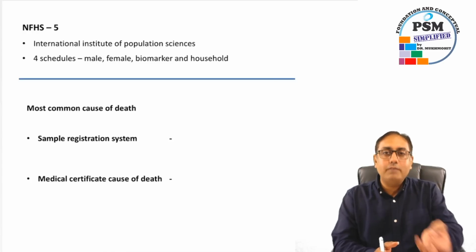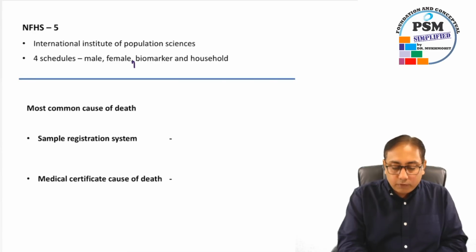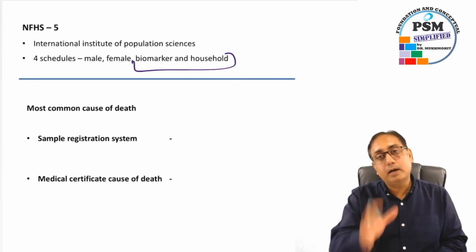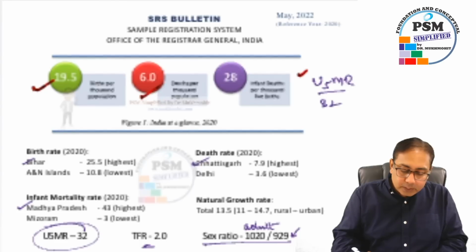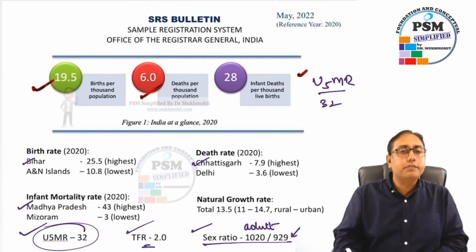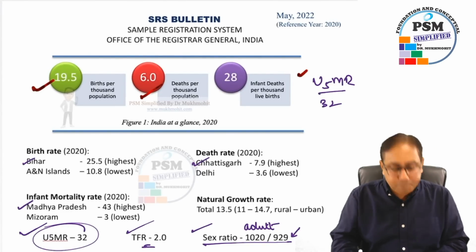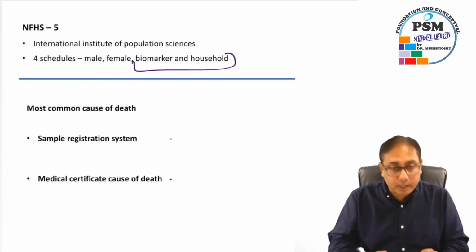In case a person is a male, we give the male schedule, or a female schedule. We also give to both male or female, we also get the biomarker and the household schedule. So there are 4 sections in the NFHS 5. The NFHS 5 released the data like under 5 mortality rates, TFR, sex ratios of India, and it has been worked upon, and it is one of the very beautiful systems that we have.